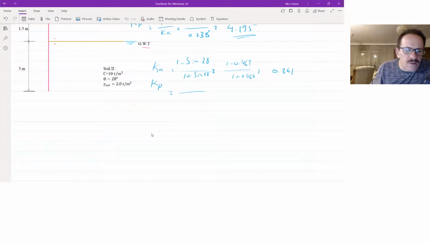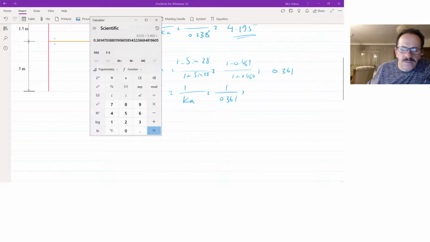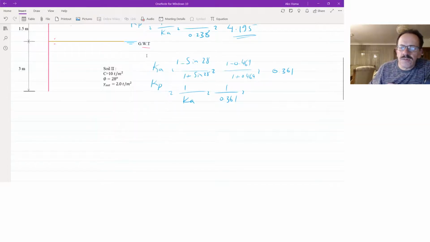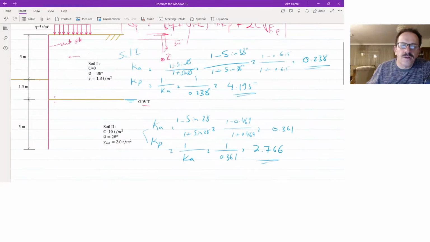And what will be the value of Kp? It is equal to 1 over Ka, which means 1 over 0.361, and it's going to be 2.766. So these are the values of Ka and Kp for the two soils.